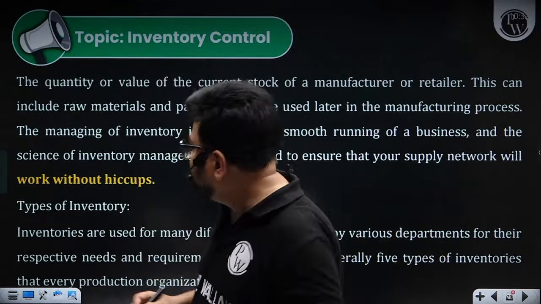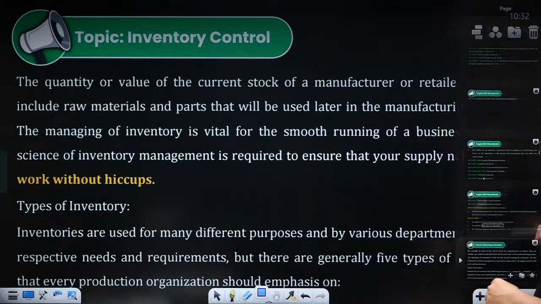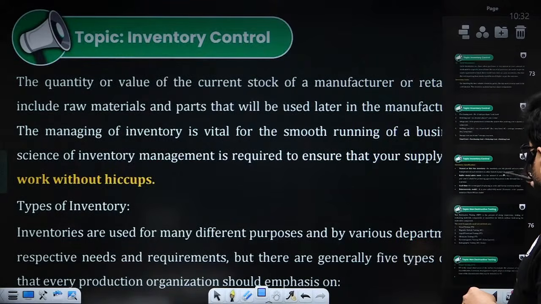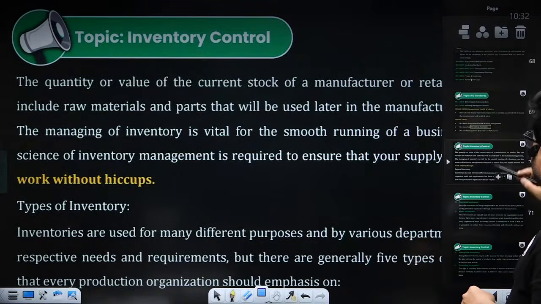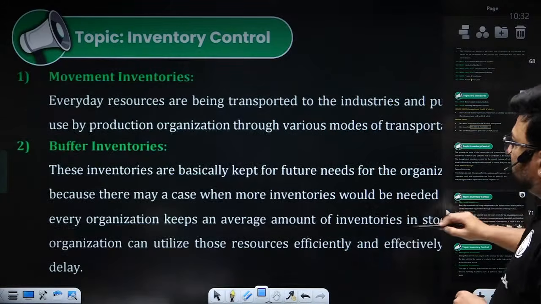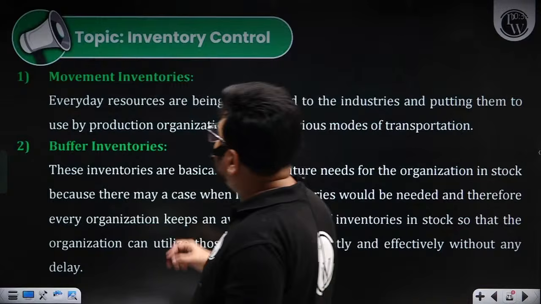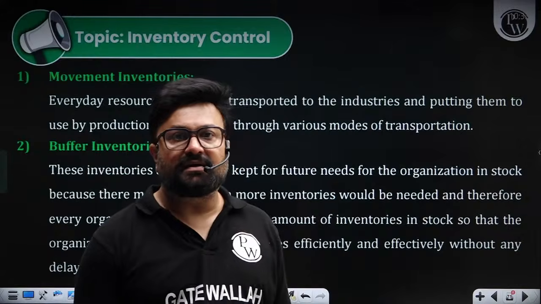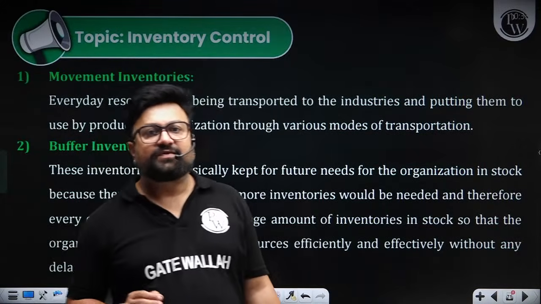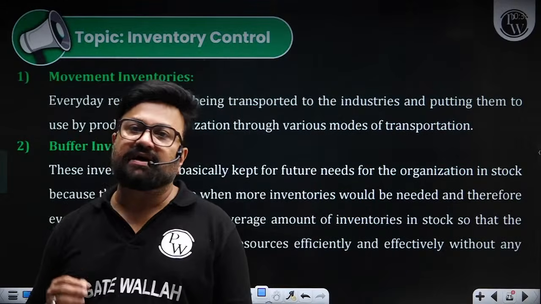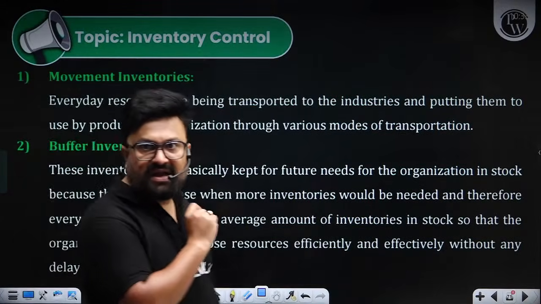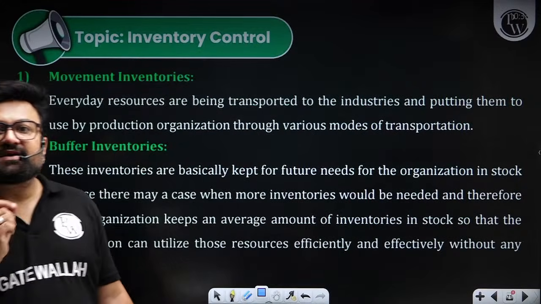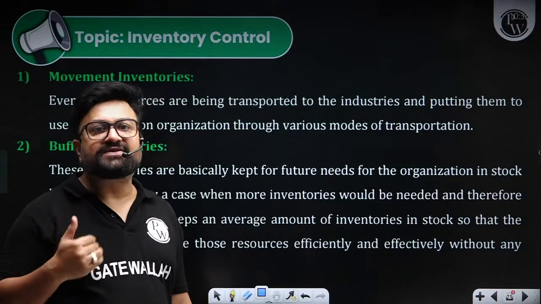Now, the important point is the types of inventory. Although inventory is a very big topic, you need to remember the types of inventory only. The first is movement inventory. Basically, every day resources are being transported to the industries and put to use by the production organization through various modes of transportation. So movement is going on every time.